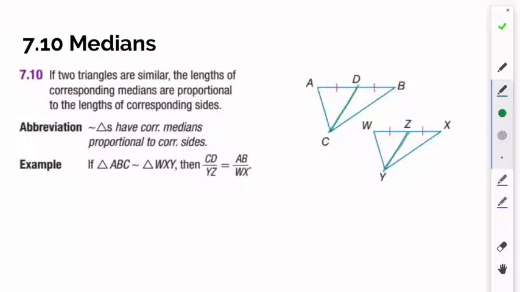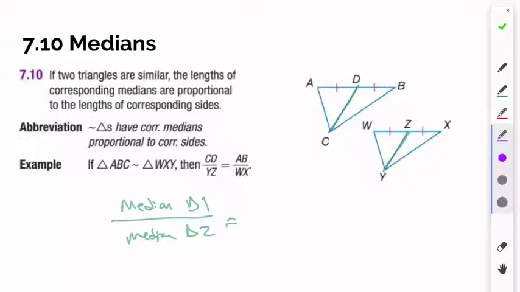All right, so if two triangles are similar, the lengths of the corresponding medians are proportional to the lengths of the corresponding sides. So in this case, we have the median of triangle 1 over the median of triangle 2 equals, now we're going to go over to side lengths. I'm going to switch colors here. Notice we go back to our original. They chose side AB, so side of triangle 1 over its corresponding side. Well, the corresponding side on the other one would be WX.